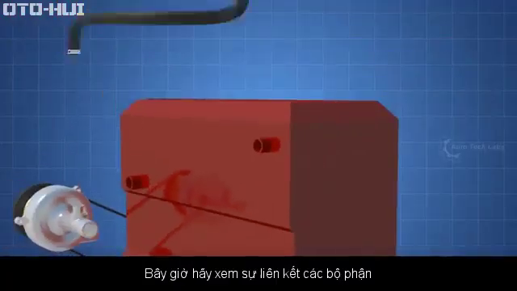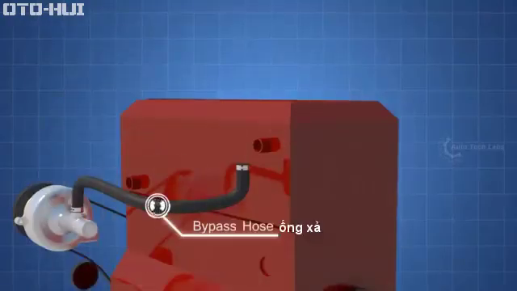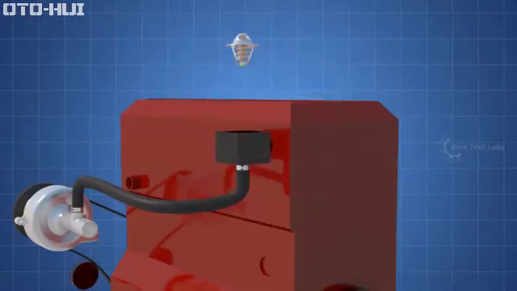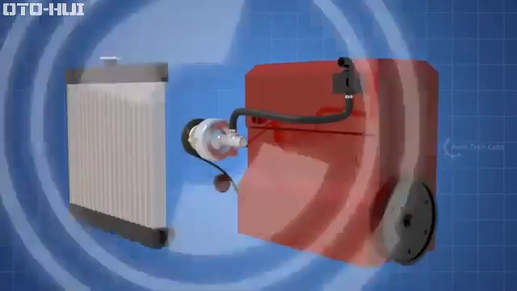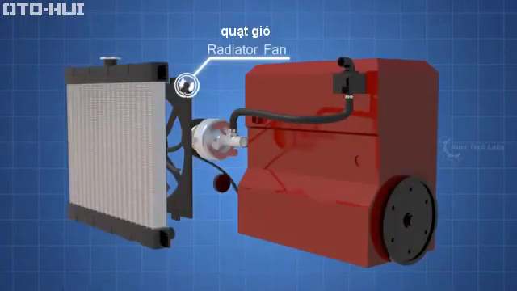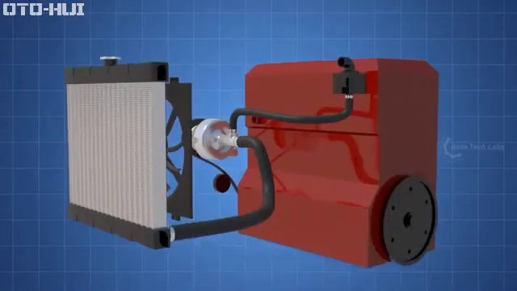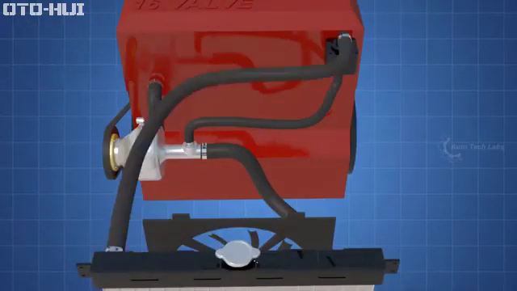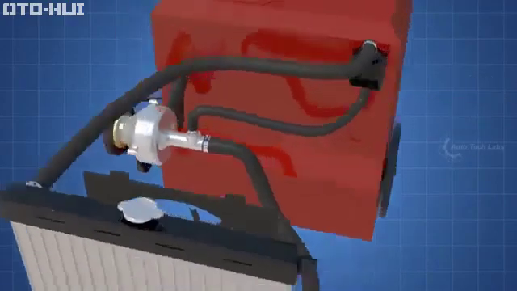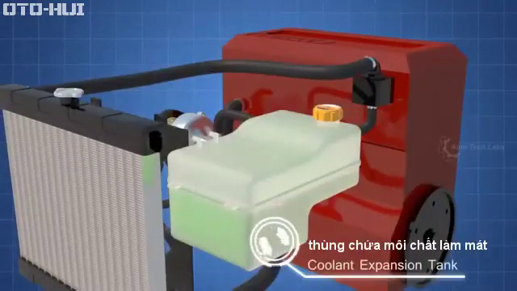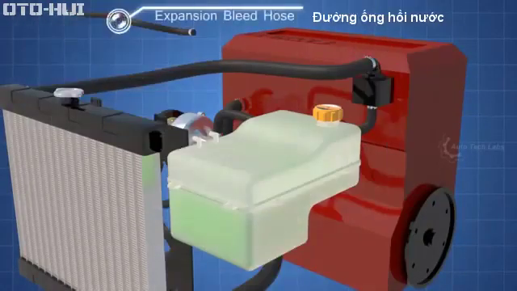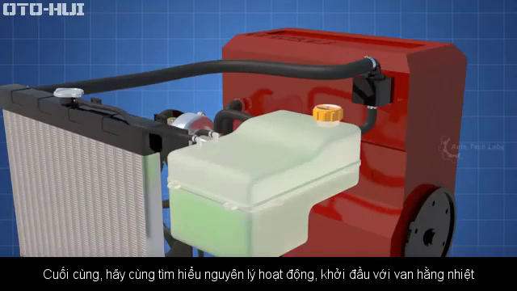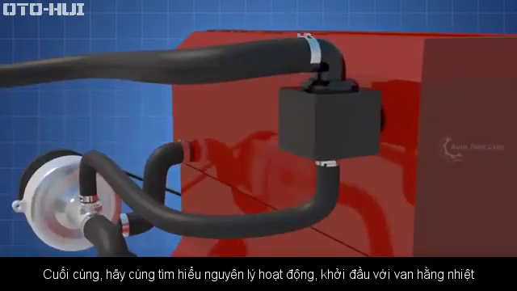Now let's see the connections. The thermostat bypass hose. The thermostat housing. Inside the thermostat. The radiator and the radiator fan. The lower radiator hose. The water pump outlet hose. The upper radiator hose. The coolant expansion tank. The expansion bleed hose. Coolant overflow hose. So, finally, let's get into the working, starting with the thermostat.